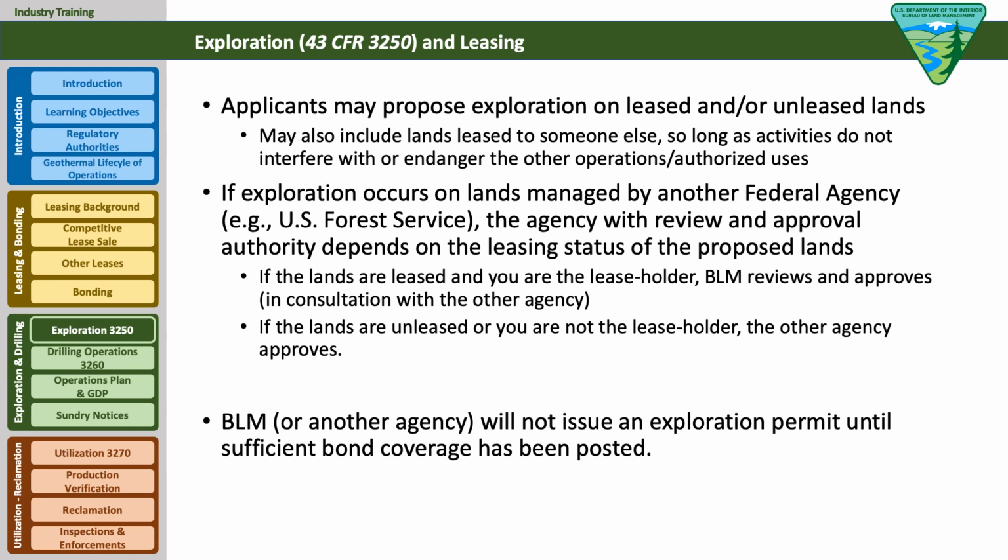If exploration occurs on lands managed by another federal agency, such as the U.S. Forest Service, the agency responsible for review and approval depends on the leasing status of the proposed lands. First, if the lands are leased and the applicant is the leaseholder, then BLM reviews and approves the NOI and exploration permit in consultation with the other agency. Otherwise, if the lands are unleased or the applicant is not the leaseholder, then the other agency is responsible for review and approval. Note that BLM or other agencies will not issue an exploration permit until sufficient bond coverage has been posted.